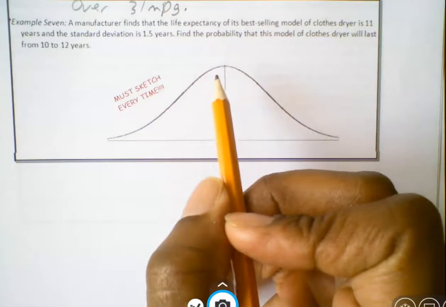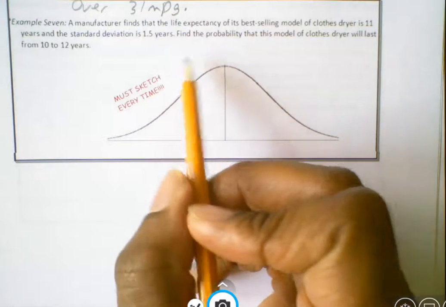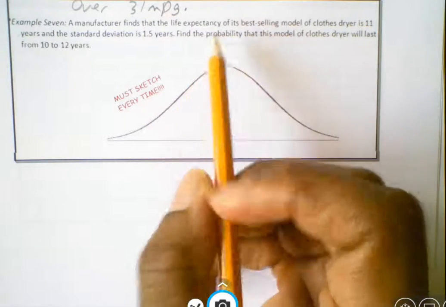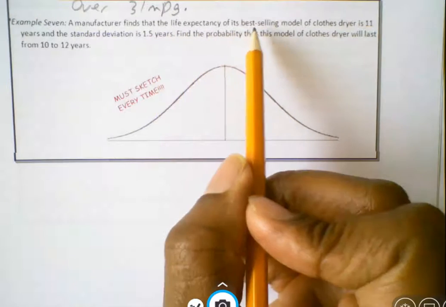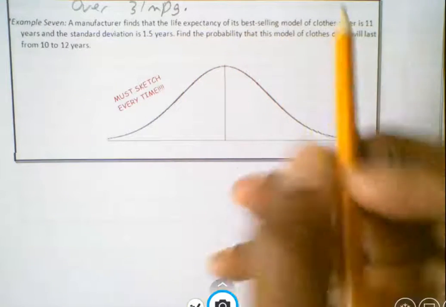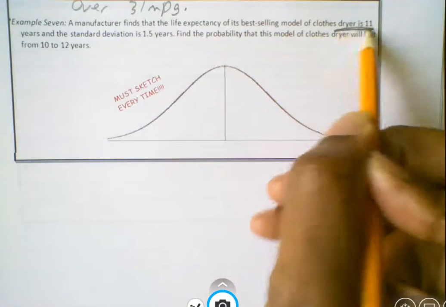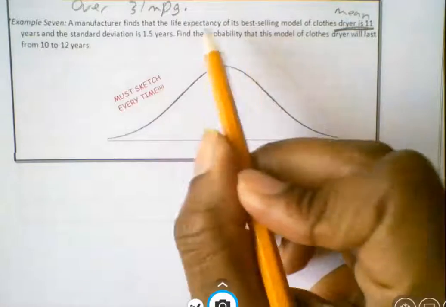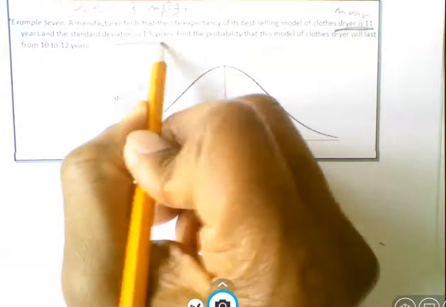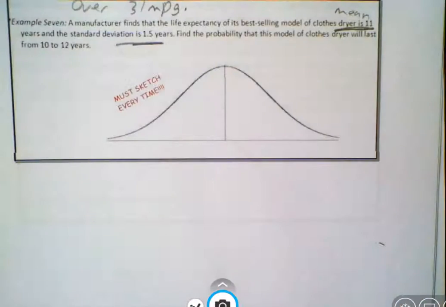All right, so let's first get this understood. They should have given us the mean and standard deviation. It says that the life expectancy of the best-selling dryer is 11 years, so we're going to say that's the mean. And then it says that the standard deviation is 1.5 years. So let's first plot that.